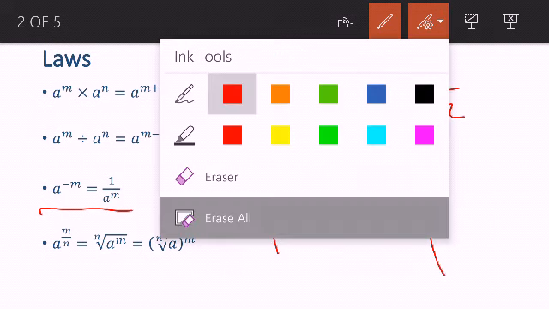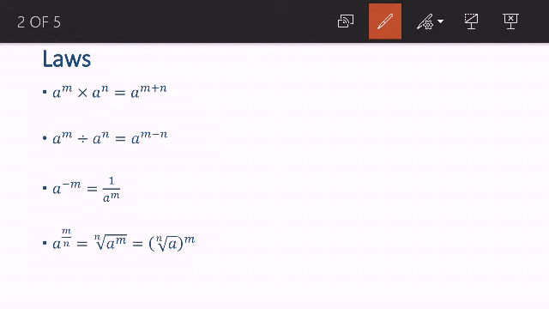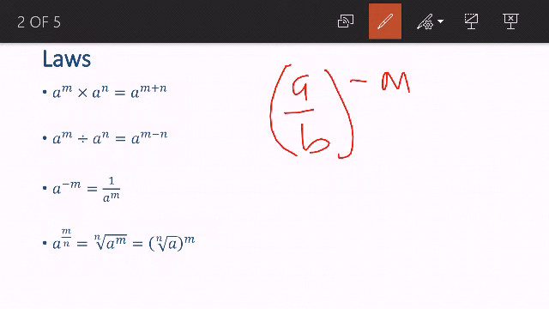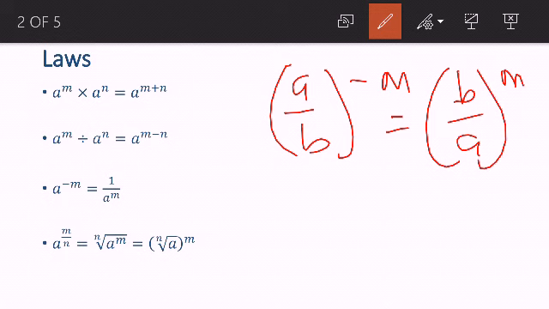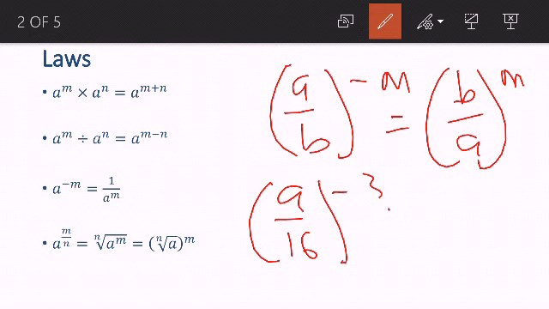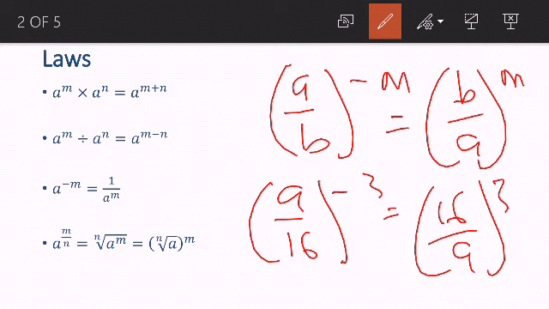Now I will also want to say this, that the negative index rule can invert a fraction. That means if I have a over b raised to power minus m, it is the same thing as saying b over a all raised to power m. Okay, that means it has an inverting power. Just like if we have, let's say, 9 over 16 raised to power minus 3, it is the same thing as saying 16 over 9 raised to power 3. Okay, that is it for negative index law.